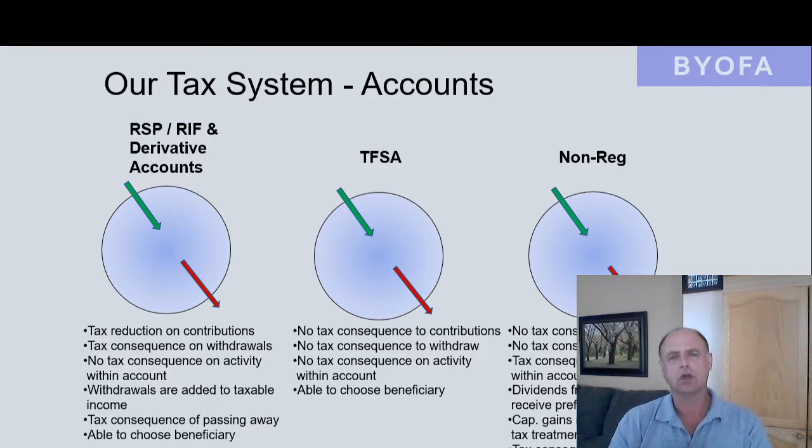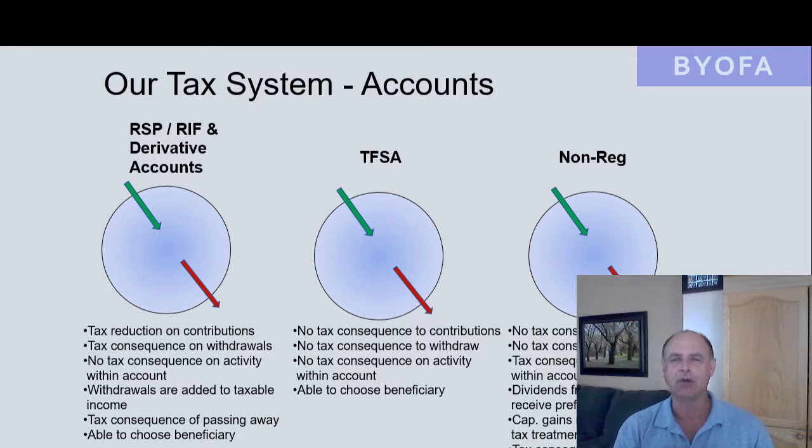Okay, quick video on our tax system and accounts. So the three main accounts in Canada are the RSP account and all its derivatives. A company pension is a derivative, a RIF is a derivative, a locked-in RSP is a derivative, a LIF is a derivative. There's probably a few more that I'm forgetting.